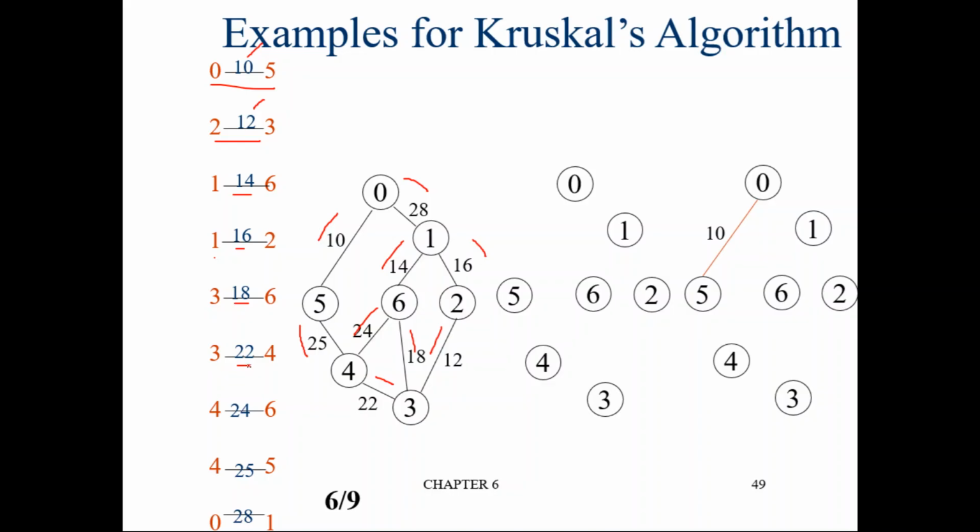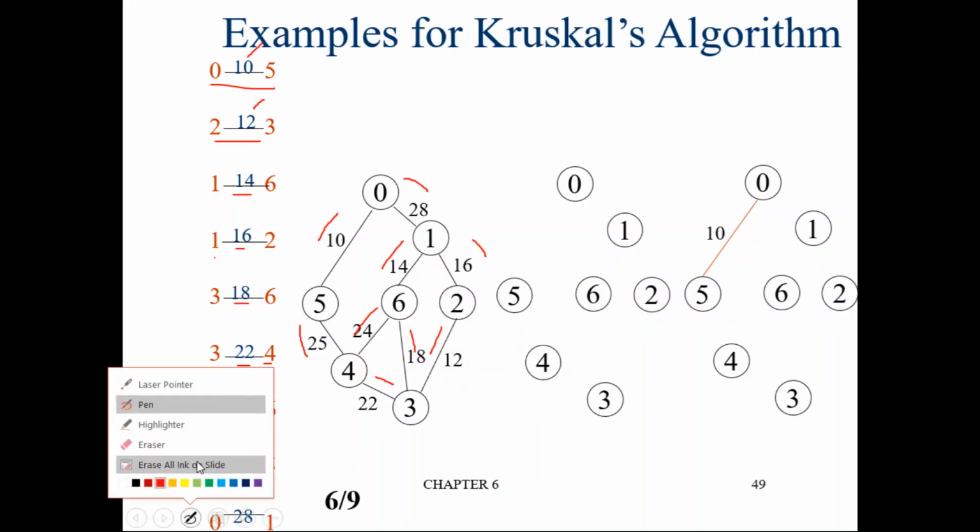Next minimal cost edge is 22, between 3 to 4. Next is 24, between 4 to 6. Next is 25, between 4 to 5. Next is 28, between 0 to 1. So what we have done here is identify all the edges and sort them in ascending order. That's it, right?